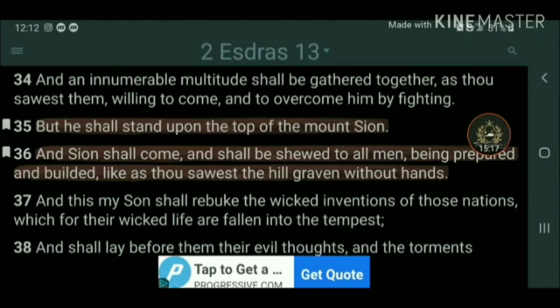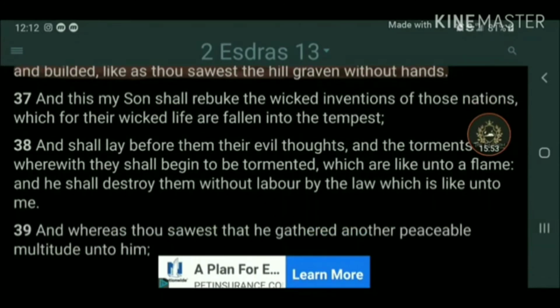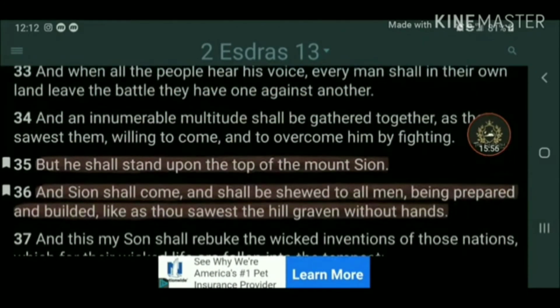Next verse. And Zion shall come. That's that memorial we read about in the Torah on the first fruits. And Zion shall come and shall be showed to all men, being prepared and builded, like as thou sawest a hill graven without hands, because this is the house that's built without hands, the tabernacle, right? And this my son shall rebuke the wicked invention of those nations, which for their wicked life are fallen into the tempest. So as you can see, that hill graven without hands is the elect of them, the 144.